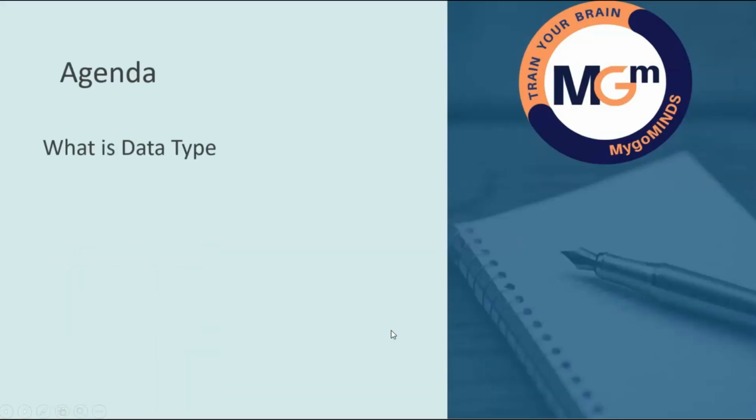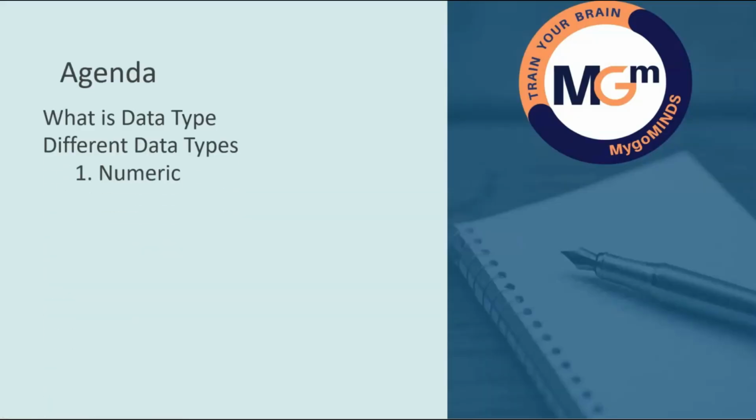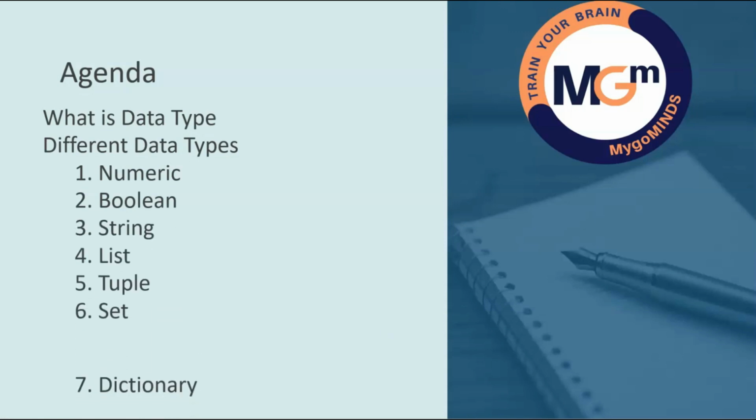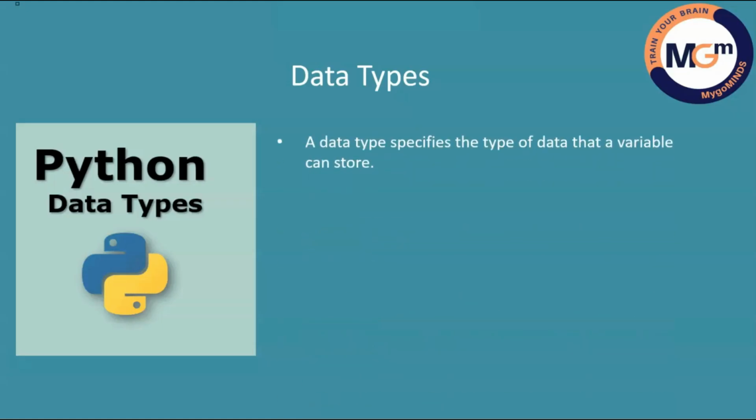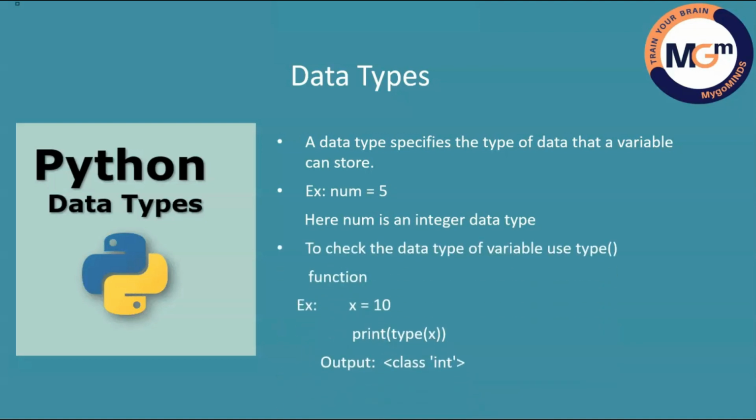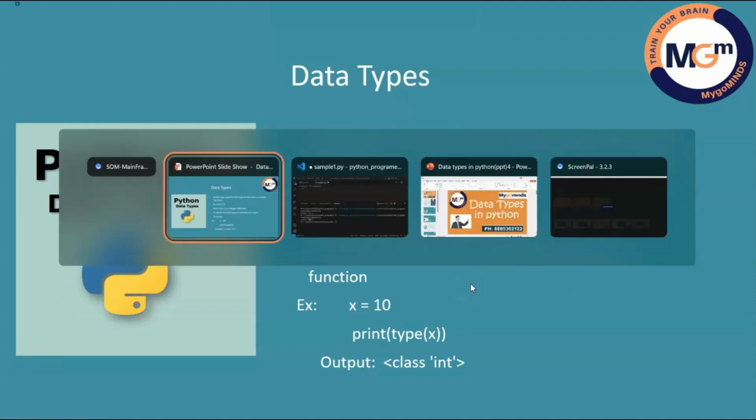So we have different data types in Python, such as numeric, Boolean, string, list, tuple, set, and dictionary. A data type basically specifies the type of data that a variable can store. For example, num is equal to 5. Here, num is an integer type. To check the data type of a variable, we use the type function. Let me show you how.